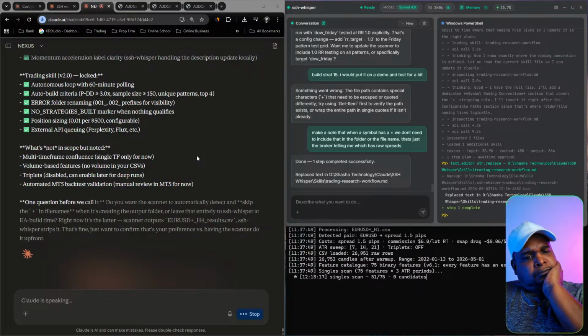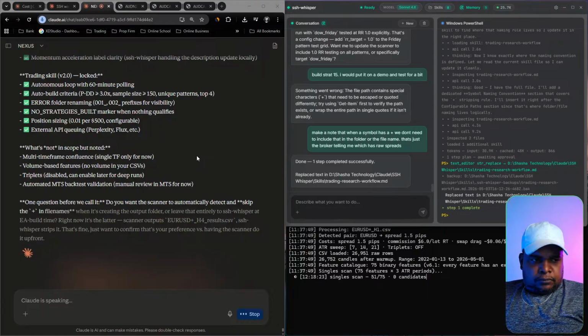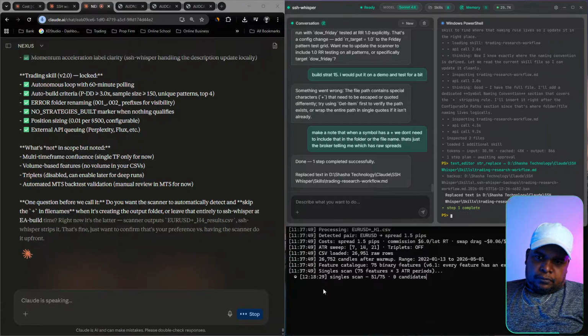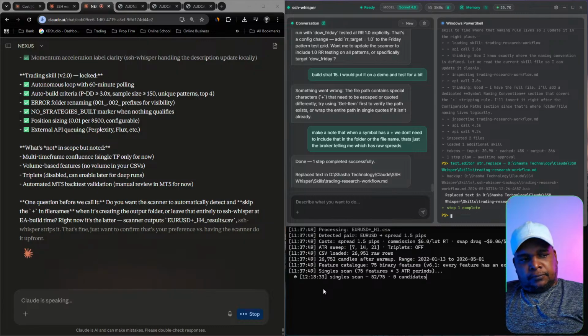One question before we call it. Do you want the scanner to automatically detect and skip the plus in file names when it's creating the output folder, or leave that entirely to SSH Whisper at EA build time? Right now it's the latter. Scanner outputs EURUSD plus H4 results CSV, SSH Whisper strips it. That's fine. Just want to confirm that's your preference versus having the scanner do it up front.